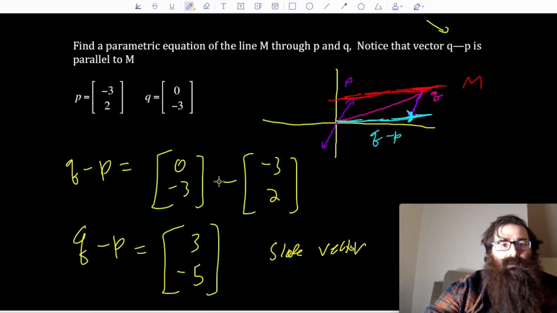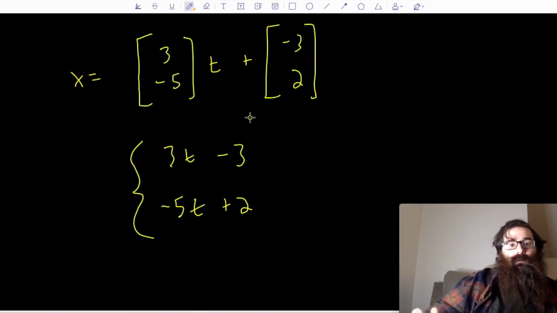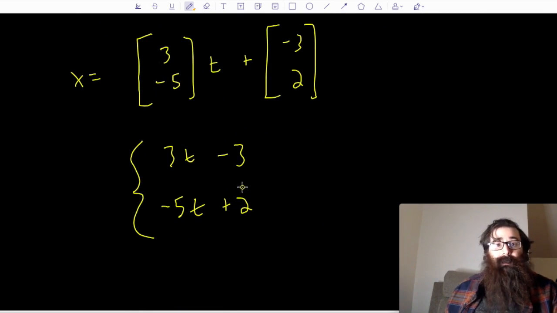So a question asked, find a parametric equation of the line m through p and q. This is that parametric equation. Right, this is the description of that line.